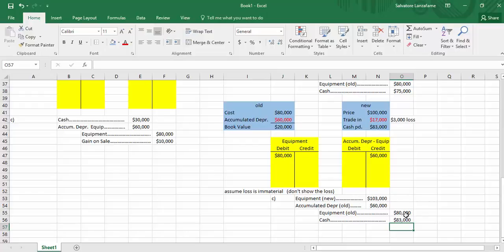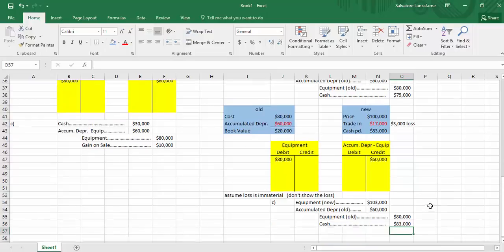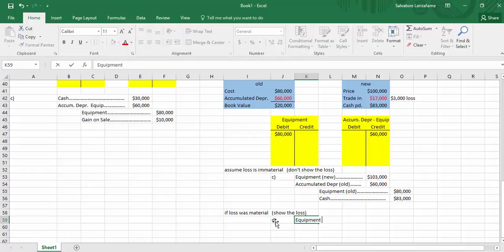So if I don't show the loss or I don't show the gain, the loss and the gain have to be absorbed into the new equipment that we're buying. If this loss was material, we show the loss, and the journal entry would look like this. So we're going to debit the new equipment, and it would be debited at $100,000. So we actually get to use the value of the equipment that we're acquiring.